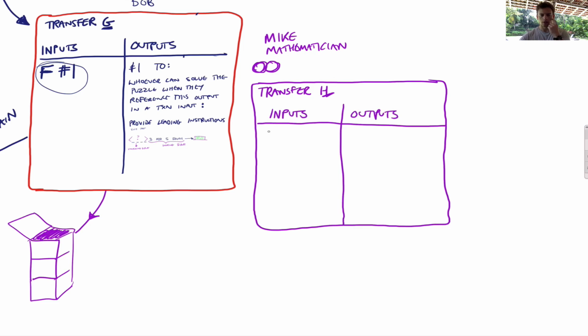In the input section, what he has to do is say, first of all, which transaction output are you referring to? So which UTXO, because this output has not yet been spent by anybody. Mike is the first person to spot this. He says, okay, so transfer G, output number 1. This is the output they're referring to. But now, instead of just referring to the input, he also has to add the unlocking script, which unlocks the locking script, right?